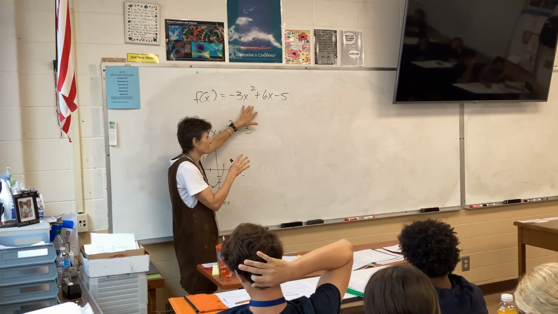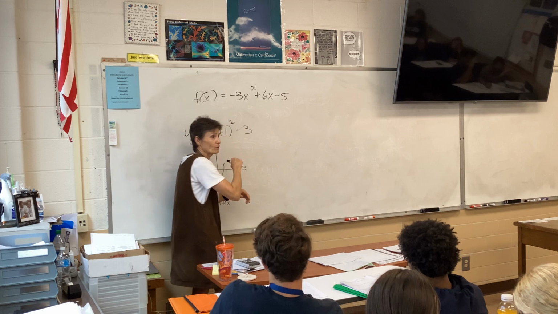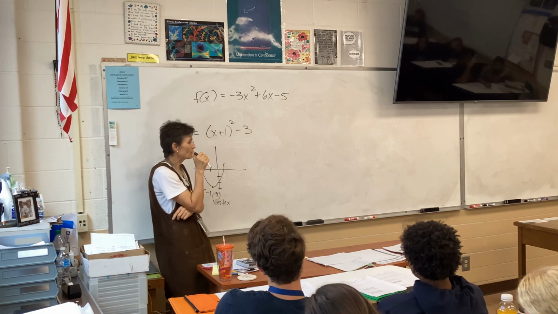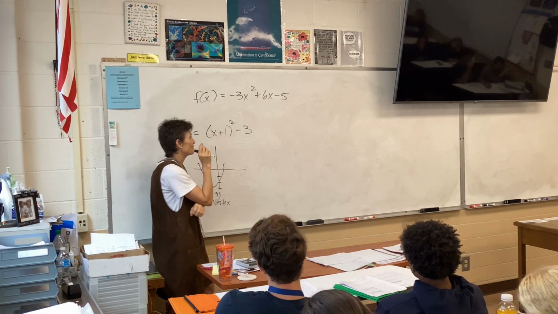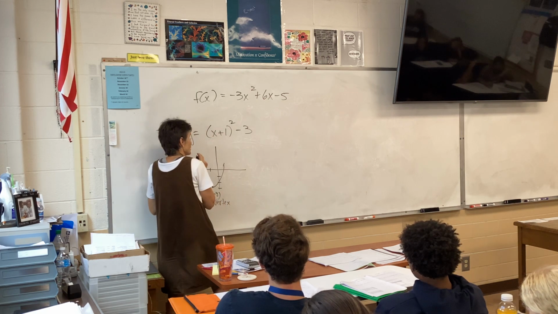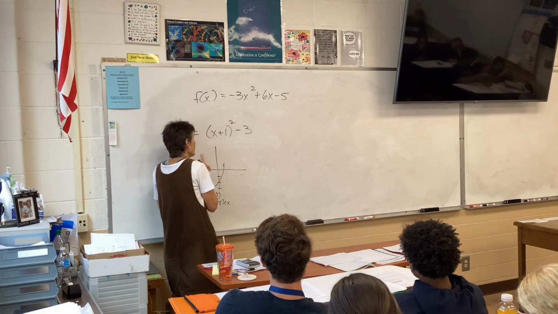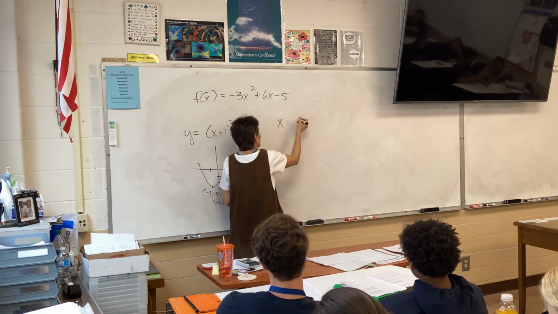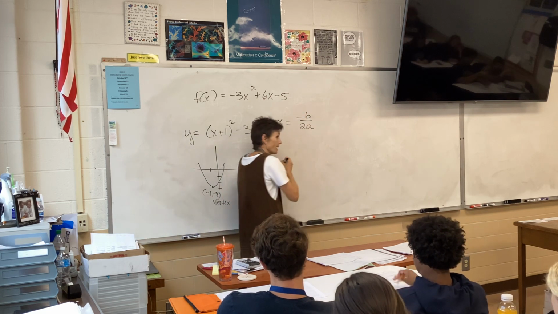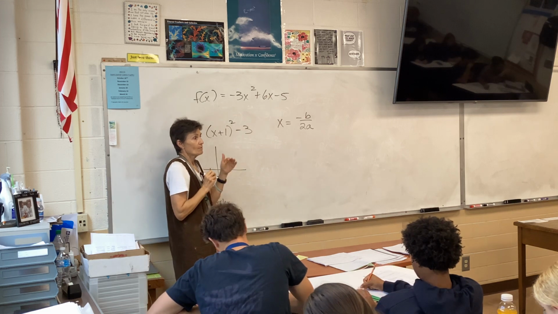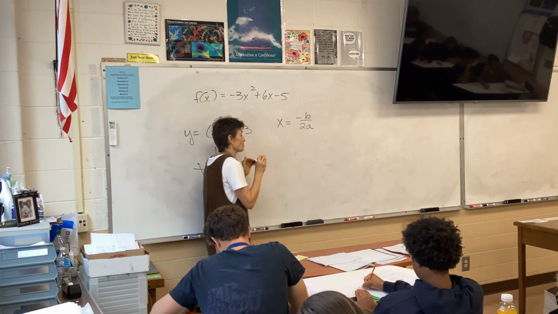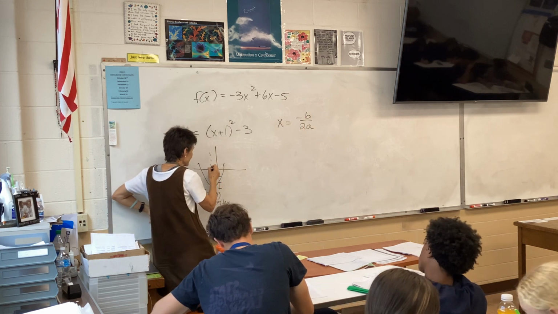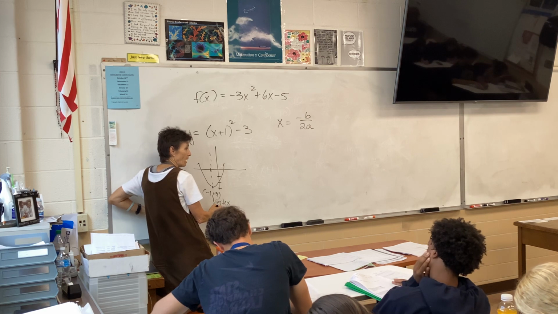It has a vertex, but it's a little harder to tell where the vertex is when it's written like that, right? You could figure it out, you could plot a bunch of points or whatever, but there are a couple of different ways that you can figure it out. One way is to use the axis of symmetry formula, which you've probably seen before, x equals -b over 2a. That is the axis of symmetry formula. This formula gives you the axis of symmetry of the parabola.